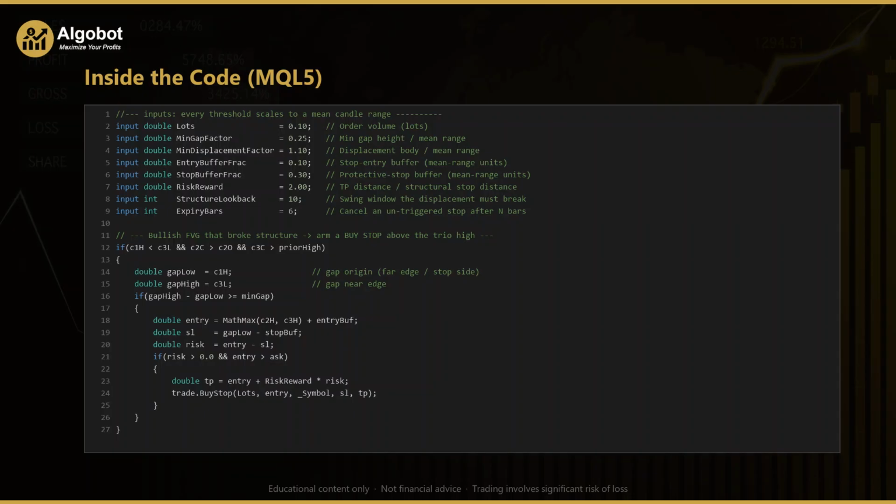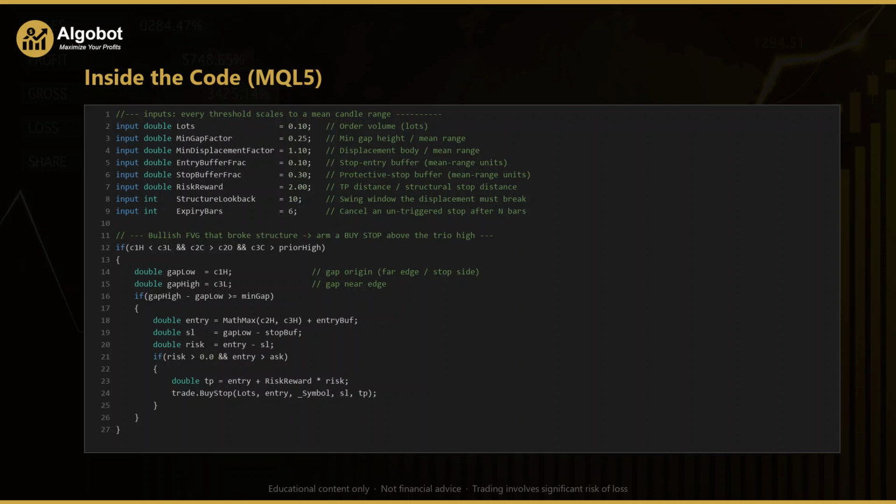Structure lookback is the number of bars whose swing high or low the move must break, and expiry bars cancels an unactivated order after a set number of bars. Now the signal logic. This block handles the bullish case. The first line is the core condition. The oldest candle's high, C1H, must be below the newest candle's low, C3L, which proves the gap exists.